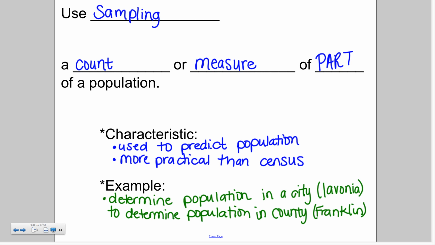So how many ever square miles are in Livonia? Well, this is the population that we come up with for Livonia. How many square miles? So if we were to see how many square miles is in Livonia versus how many square miles are in Franklin County, we could predict, it's not going to be exact, but we can predict what our population in Franklin County is going to be. All right.